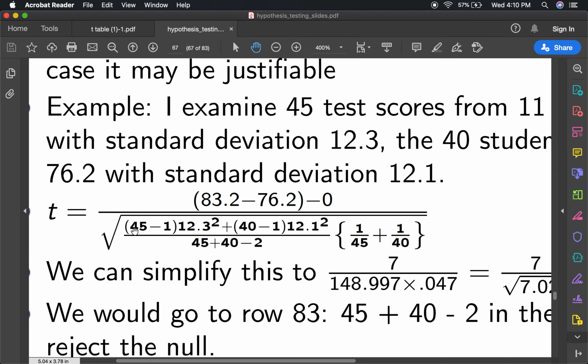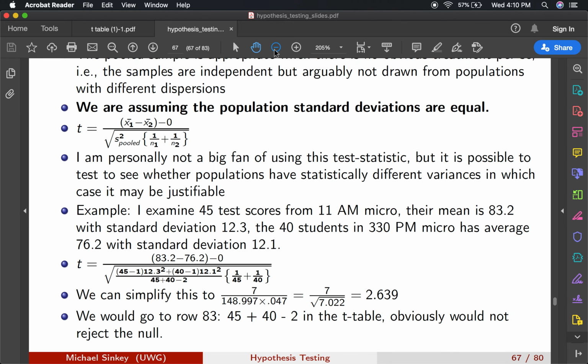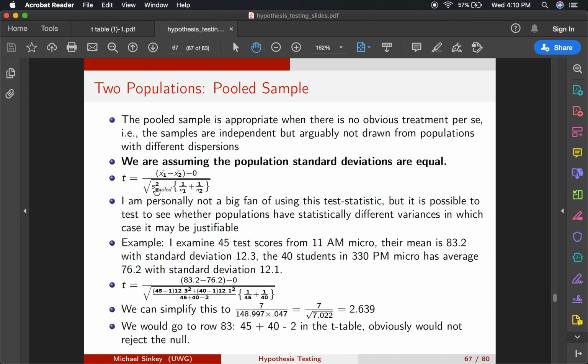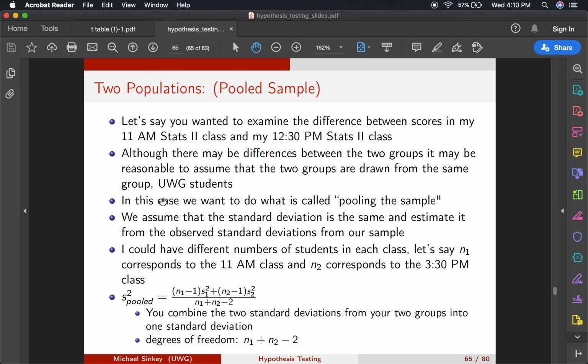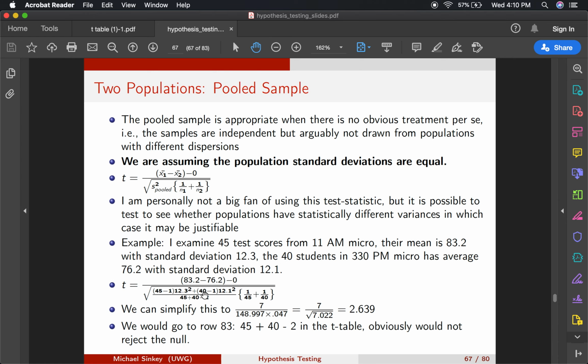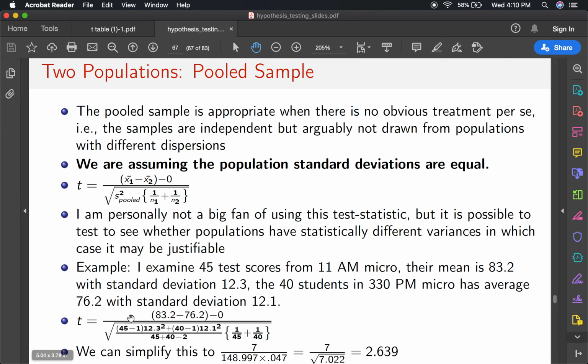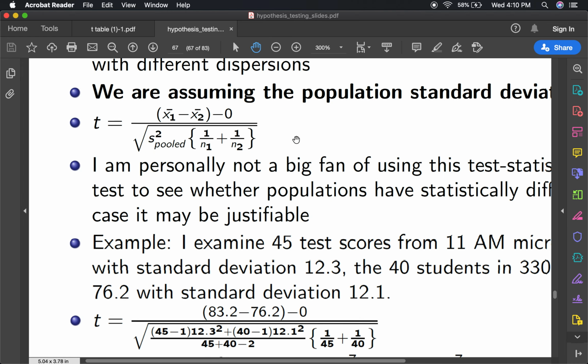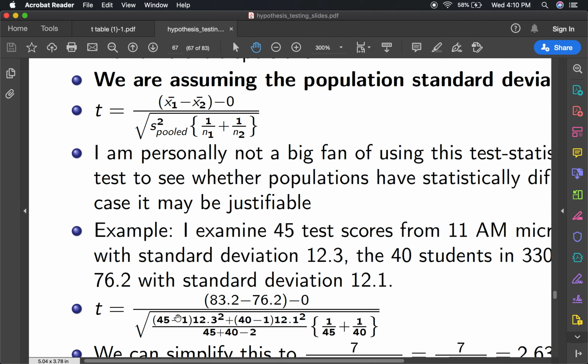Okay, in the bottom, I have the pooled variance. Let's remember the formula for the pooled variance. It's this S squared pooled. So I have N1 minus 1 times S1 squared in the top. Okay, N for the 11 o'clock class is 45, minus 1 right here. 12.3 is the standard deviation for the 11 o'clock class, and it's squared. So that is where the first part of this formula comes from, this part right here. I do the same thing for the other groups.